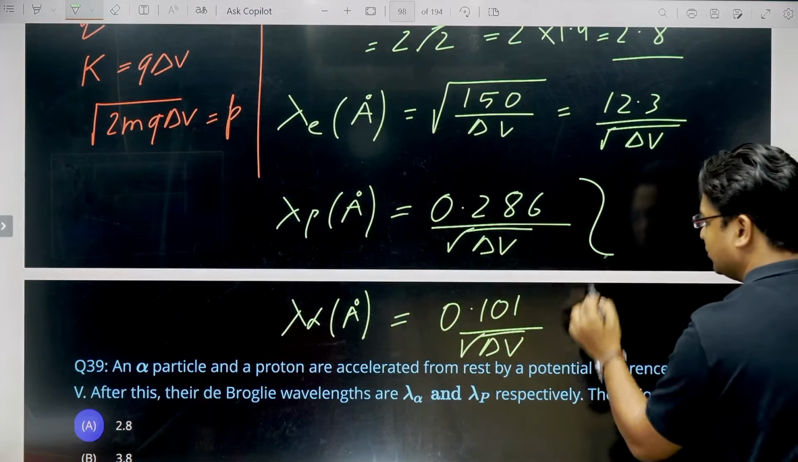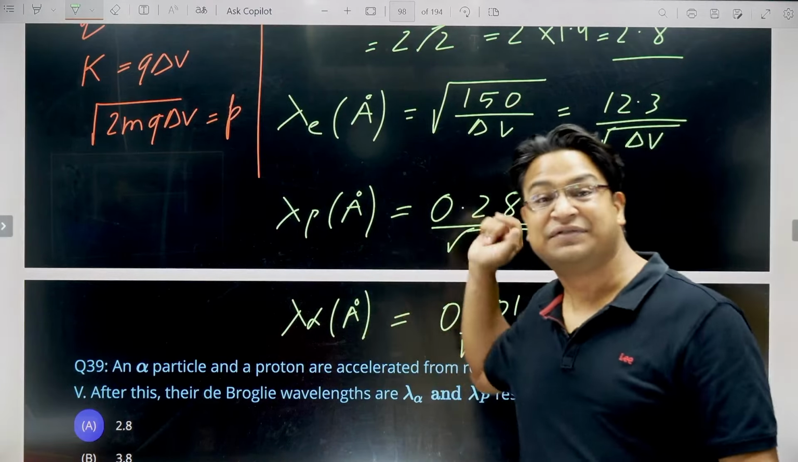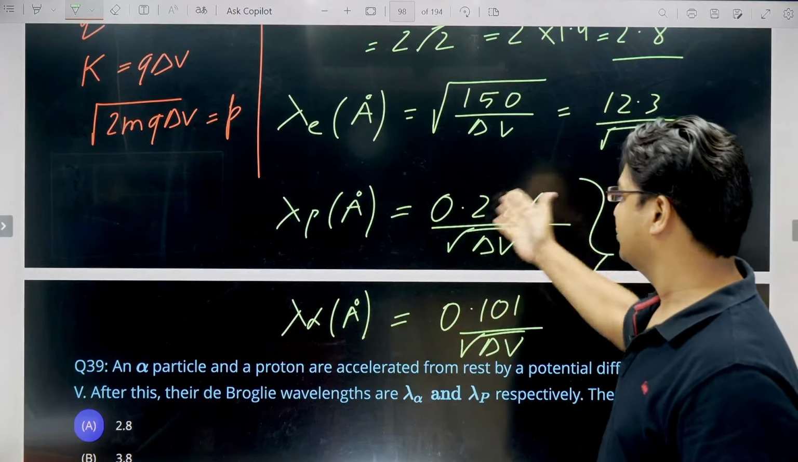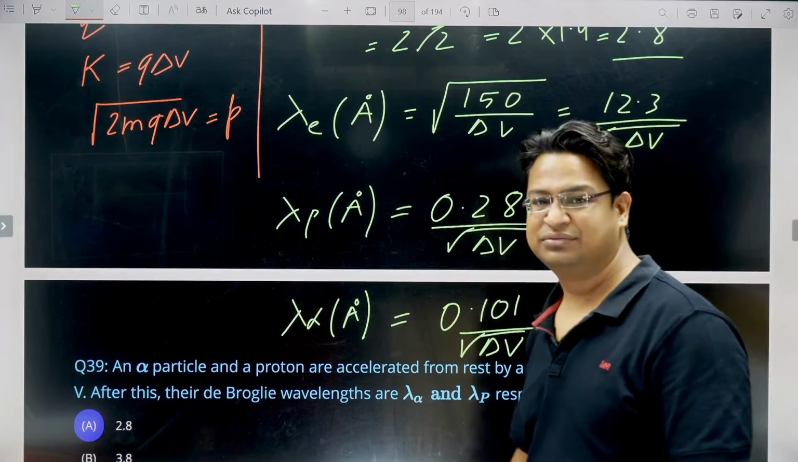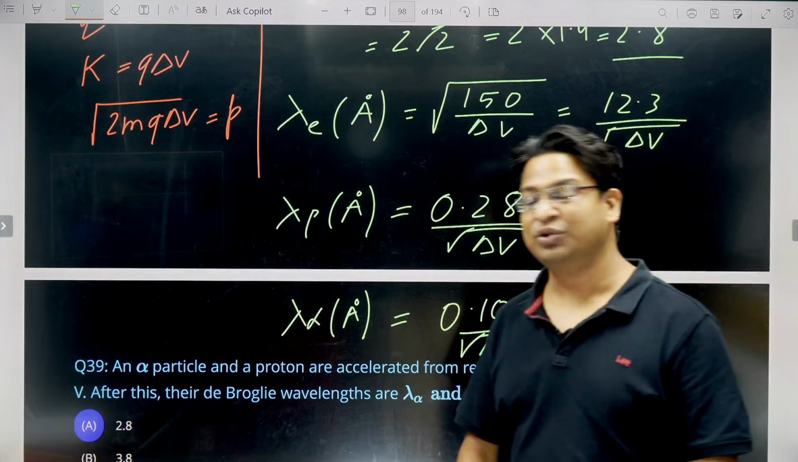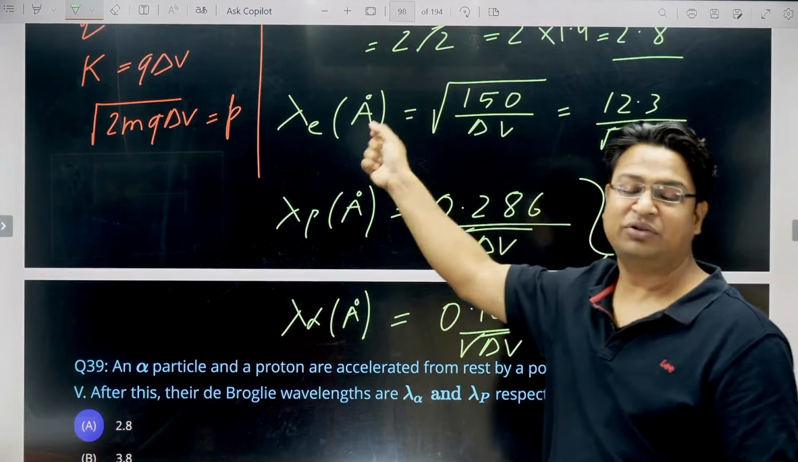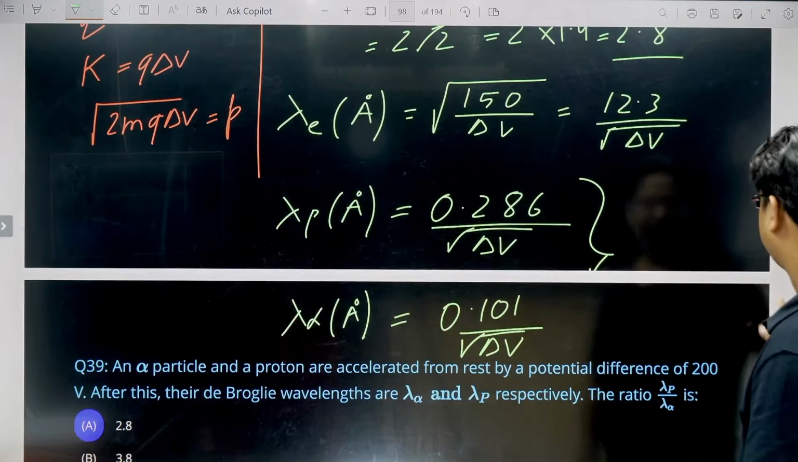So if you remember this formula, then the answer is evident, because delta V is the same for both. The moment you take the ratio, it's 286 divided by 100, 2.8. So that's the beauty. When you remember the formula, even if you are able to get the answer in 1 minute, you can actually save that 1 minute also. Okay, so that is the right answer here.